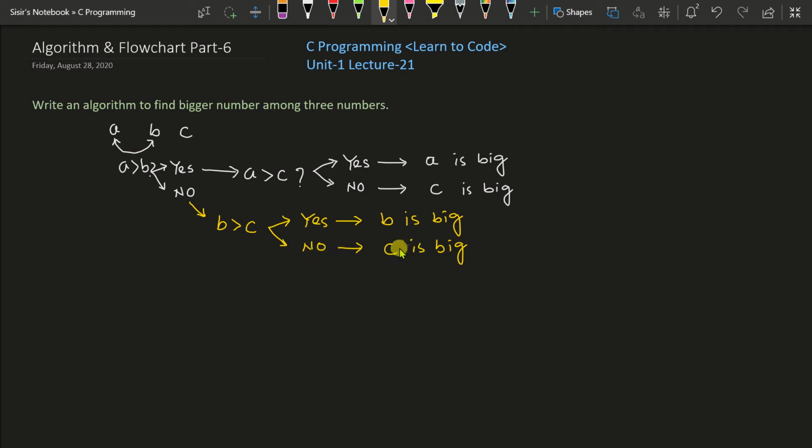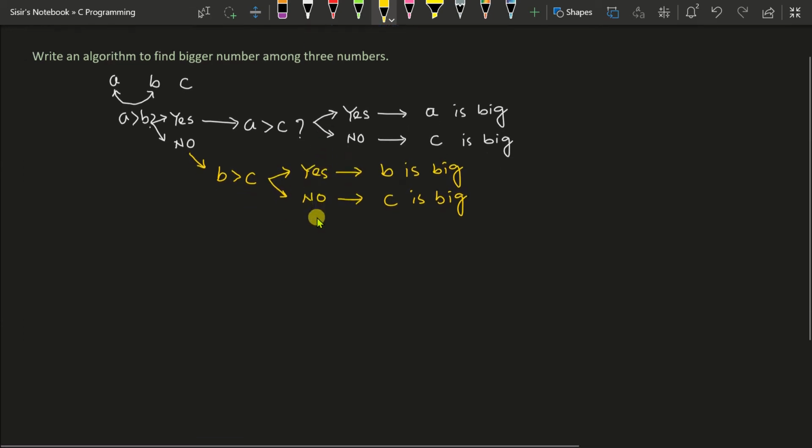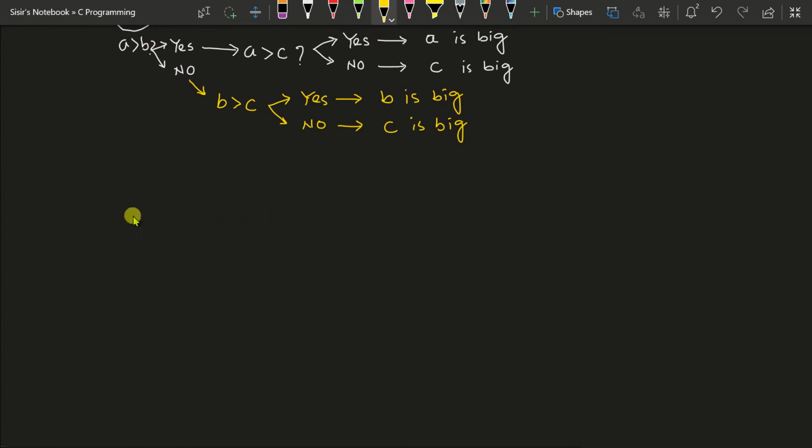Okay. Now by using this formula, we are going to write the algorithm. So let us write the algorithm. We know how to write the algorithm. Step number 1 is start. Step number 2: we have to read the numbers from the user. So what should I write? Read A, B, C. So three numbers we have to read.